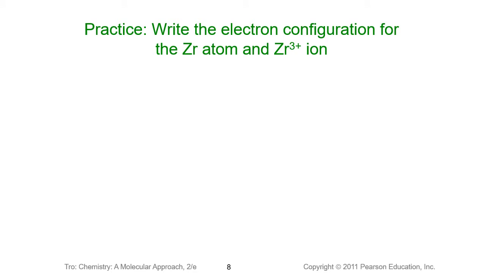So let's practice. Let's write the electron configuration for zirconium and for the zirconium 3+ ion. Zirconium would start at krypton.